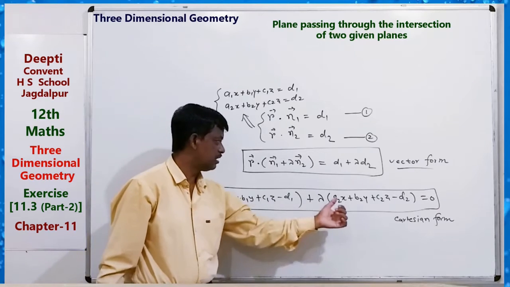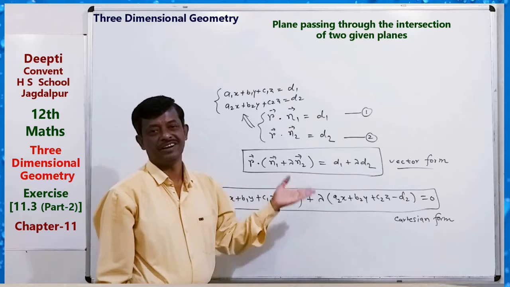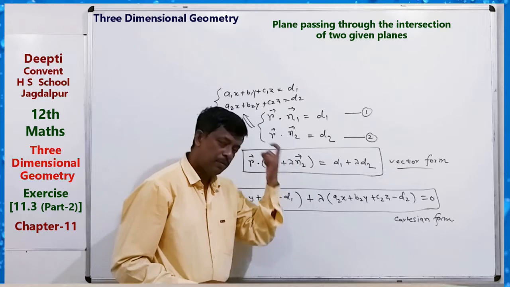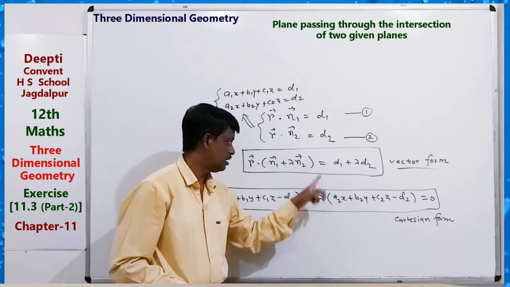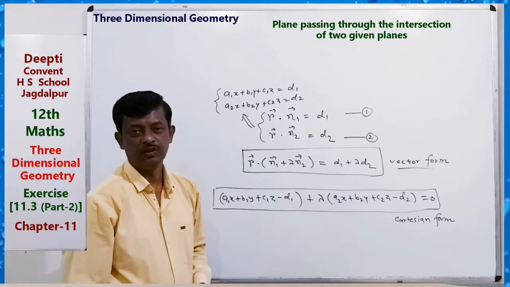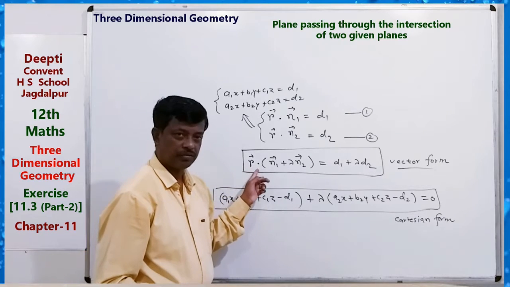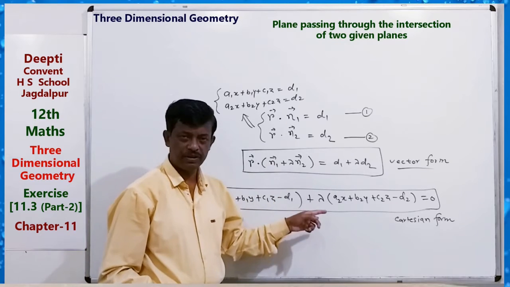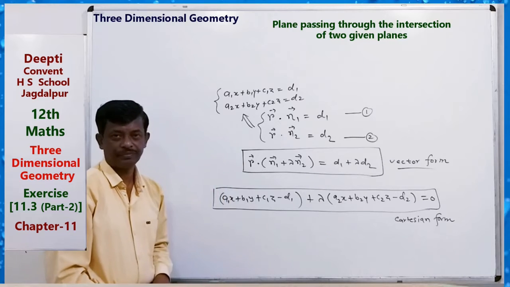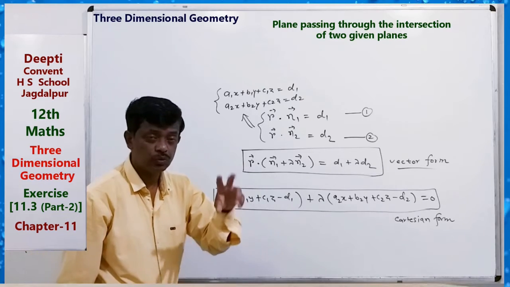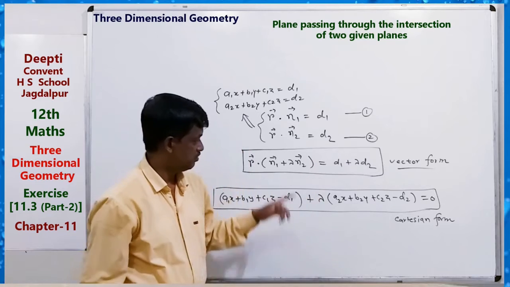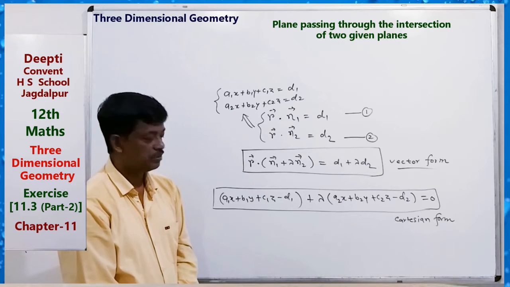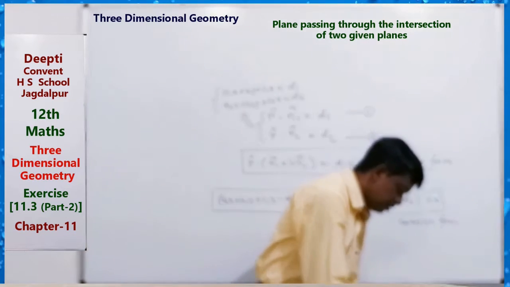Here also all things are given except lambda. So you have to find lambda by using some condition given in the question. After finding the value of lambda, just put it here and here, and you can get the new plane. This is in vector form, this is in Cartesian form. Finally simplify it, that will be the equation of the plane. Okay, a plane passing through the intersection of two planes is given like this. Clear? So remember this formula. We will solve some questions also, so then it will be very clear.